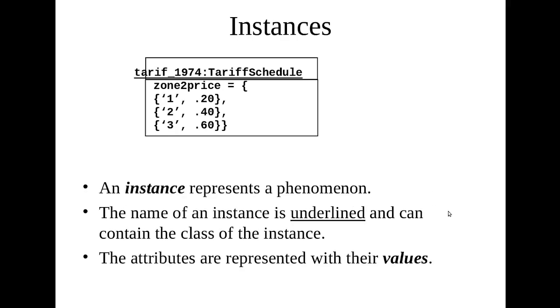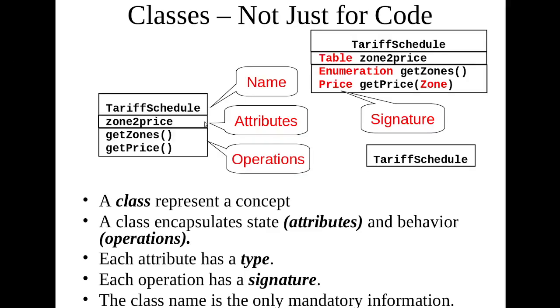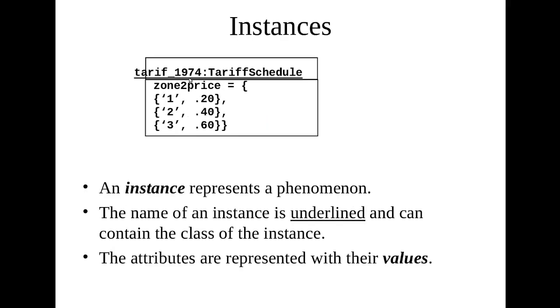Okay. So let us talk about instance. What is this instance? It is the object created using a class. So this is the object created using the class. The type of this object is the class that we have made. Here you can see the name of the class was tariff schedule. Okay, so here you can see this is tariff 1974. This is your instance or an object which is of type tariff schedule, and these are the values of its attributes.